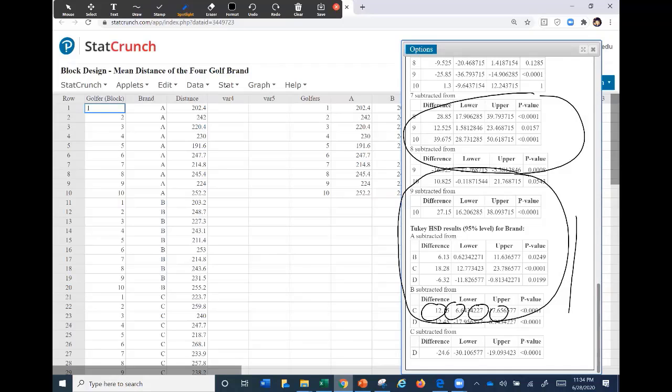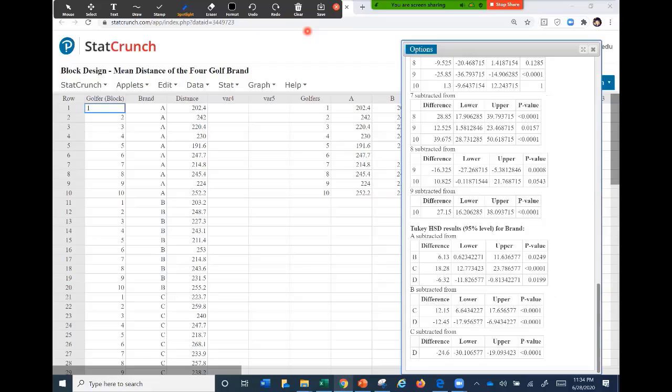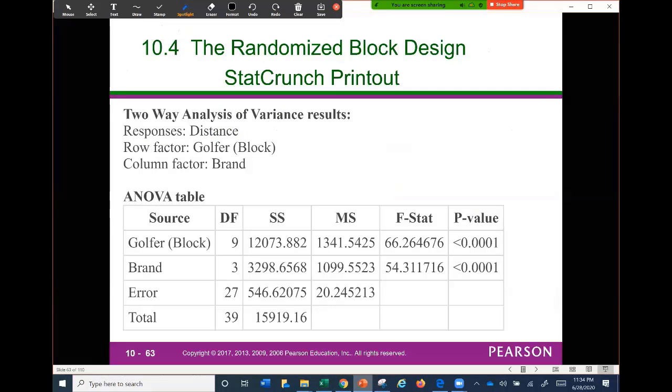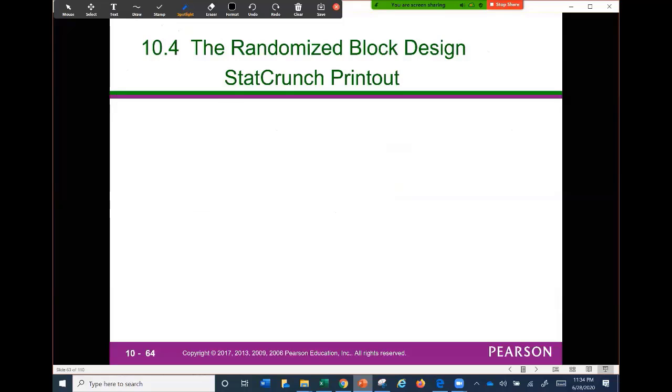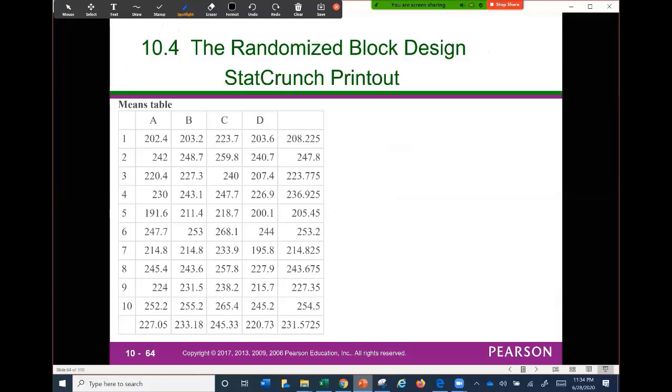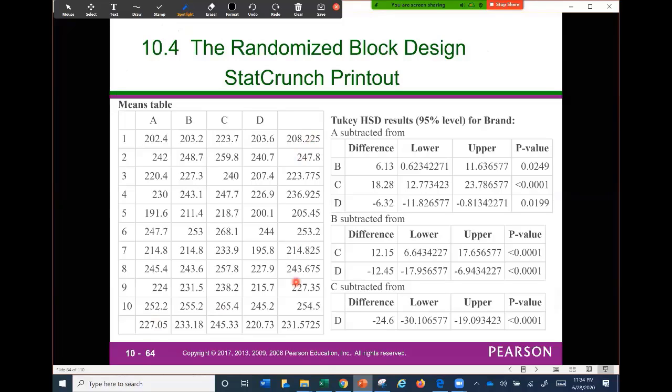Okay, let's return to our PowerPoint, and in the PowerPoint we have this information. This is the ANOVA table, and these are the means for all brands, and here all blocks. That is the Tukey comparison for brands only.